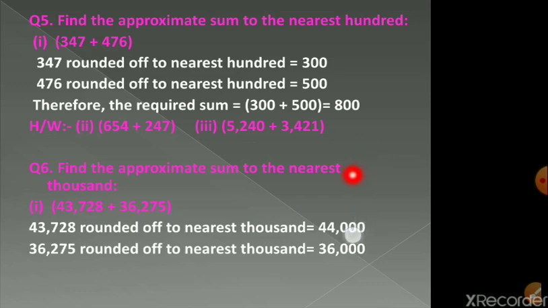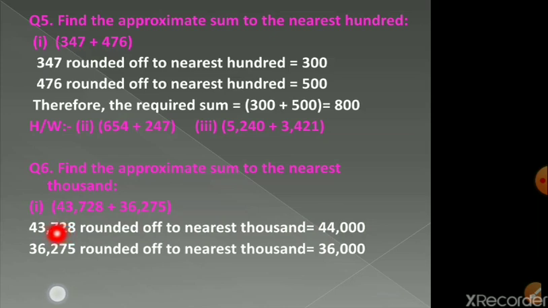Question number 6. Find the approximate sum to the nearest 1,000. Now, converting each of these numbers to nearest 1,000, what we need to do is we will check the hundreds place. So here in the hundreds place we have 7, which is more than 5. So we'll get the number as 44,000.